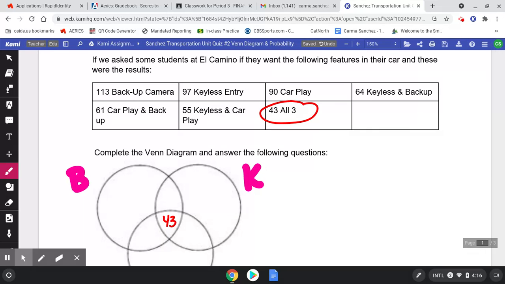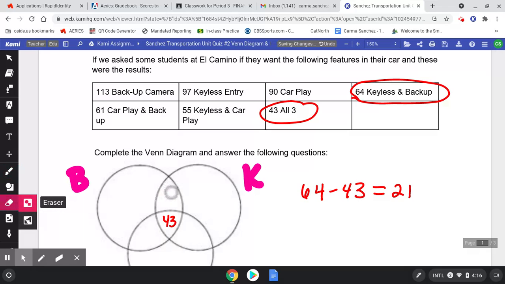And then from there, we're going to go to the ones that have an intersection of two things. So for example, keyless and backup are going to be the top two circles. We don't just write a 64 here because the keyless and the backup also includes the 43 that's here in the center. So for us to figure out how many are left over, we have to subtract. So we're going to get 64 minus 43 is 21. So right here, you don't just put the 64, you have to remember that the 43 have already been counted. Now, if I add up the 21 plus the 43, it does equal the 64 that like both keyless and backup cam.